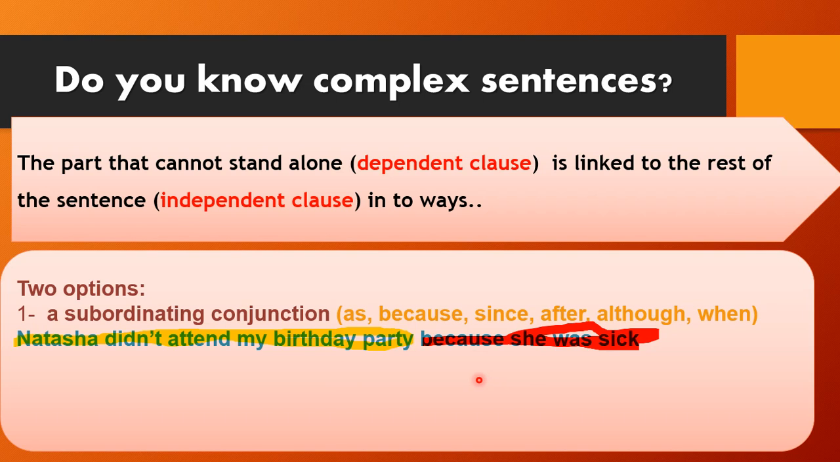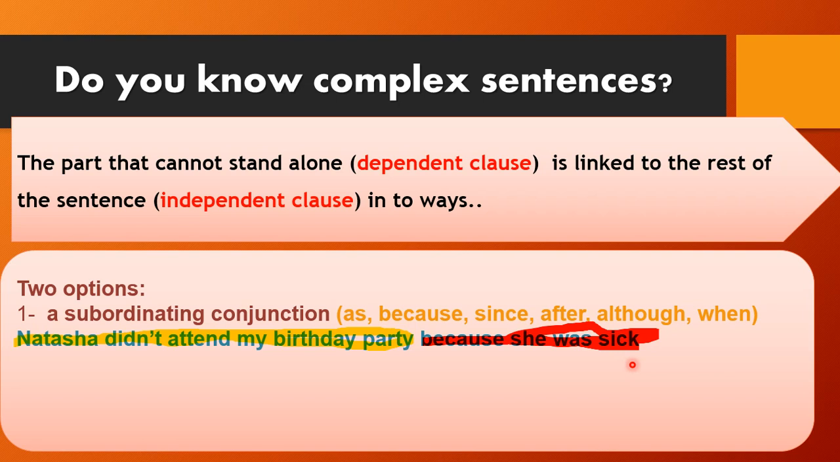Which one of them can you stop reading, or can you be satisfied with reading it only, giving you a complete thought? Yes, that's right. The first part, Natasha didn't attend my birthday. As long as you can read this part by itself, it is an independent clause. What about because she was sick?